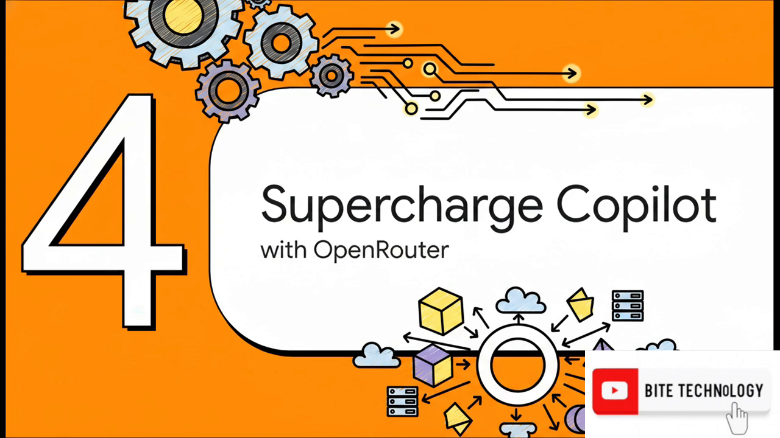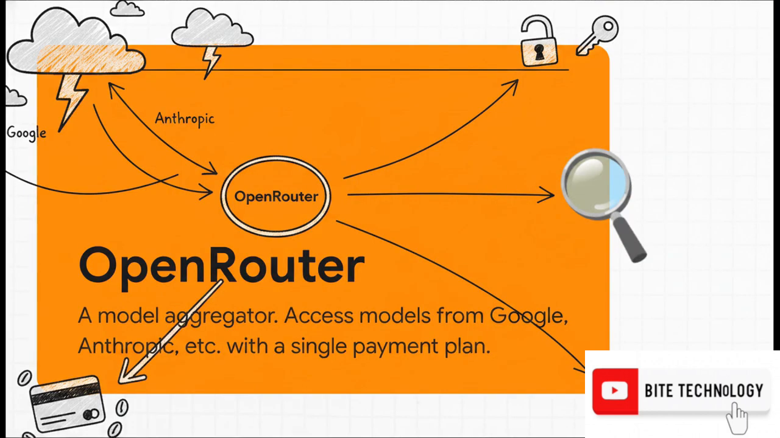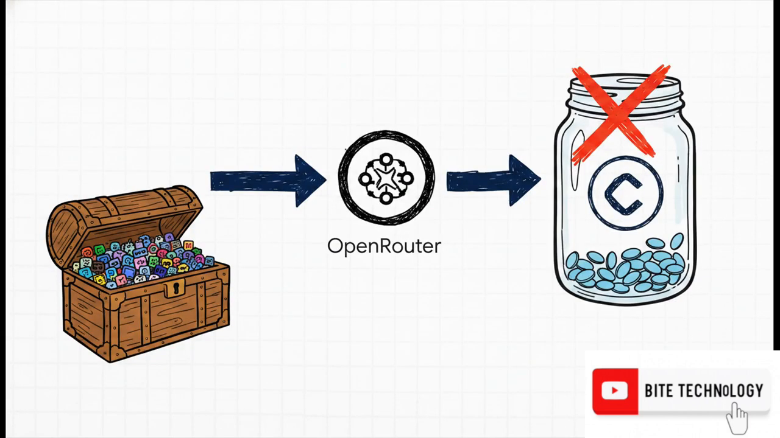This is where we get into some real power user territory with a fantastic tool called OpenRouter. Think of OpenRouter as like a universal adapter for AI models. Instead of needing separate accounts and payment plans with Google, Anthropic, and all the others, you just add credits to your OpenRouter account. This gives you access to all of their best models through one single unified API. It just simplifies everything.